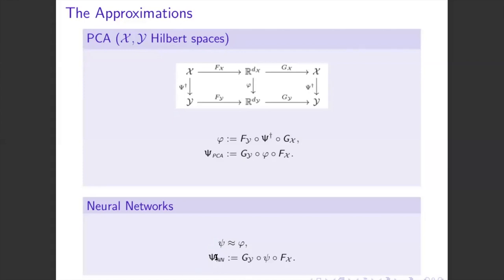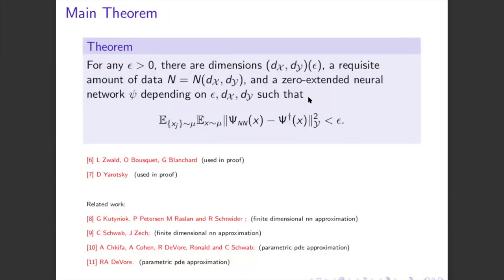And then one defines an overall approximation, psi nn for neural network, which involves the use of principal components analysis to reduce to finite dimensions, the use of a neural network to compute a mapping in the finite dimensional space, and the use again of principal components analysis to lift the finite dimensional space back up to the infinite dimensional space. And the beautiful thing about this setting is that one can find theory to justify all of the steps described. And that gives rise to the following theorem.